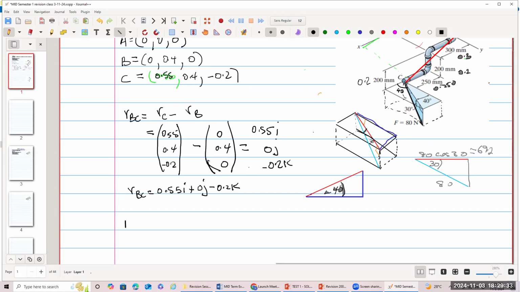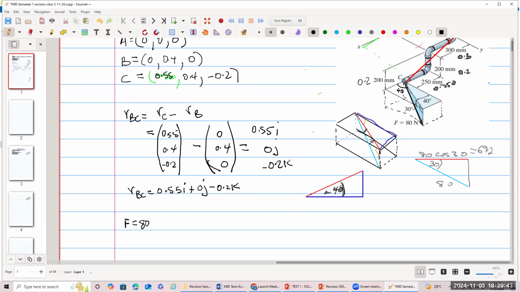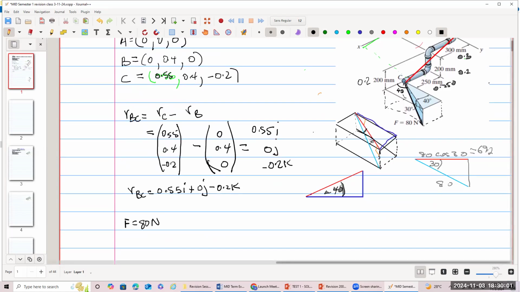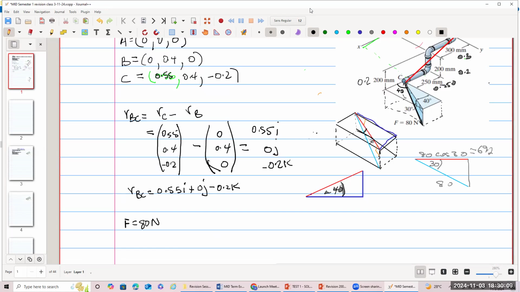F is equal to 80 newtons. So 80 newtons needs to be converted to the vector format. All right, can somebody tell me how I'm going to convert that? What formula should I be using to convert the 80 newtons to Cartesian format? Anybody want to tell me? What's the formula we write?